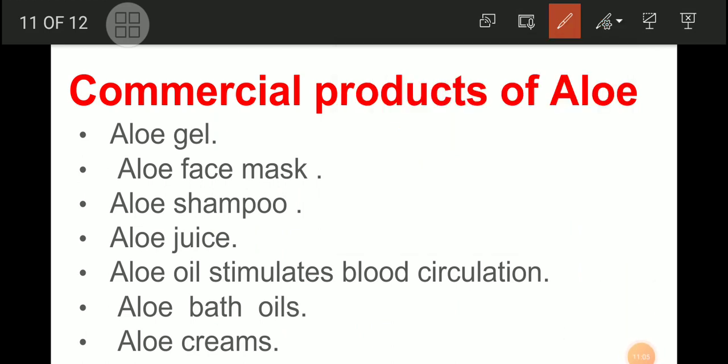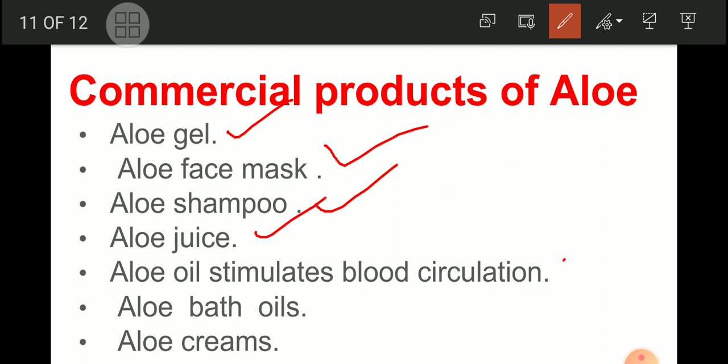Now the commercial products of aloe which are present in the market, about that we will now get an idea. As we know, aloe gel is there, aloe face mask is there, aloe shampoo is there, aloe juice is there, aloe cold drinks are also there, my friends. I have had that aloe cold drink, very ayurvedic, very useful to our health, as we know not only to cure diseases, not only for healing purposes, but also for feeding purposes this aloe is useful to human beings.